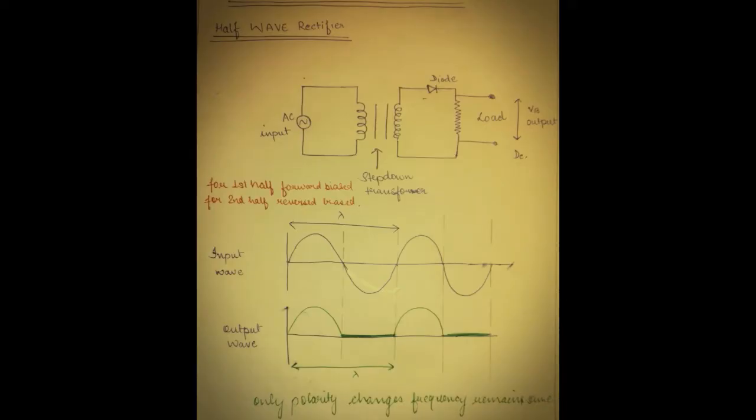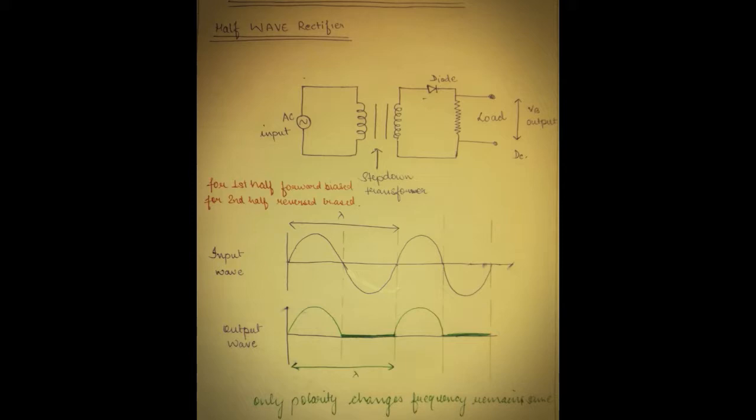A rectifier is a semiconductor device which converts alternating current or alternating voltage into direct current or direct voltage. Now the principle. It is based on the principle that a diode offers very low resistance during FB, that is forward biased, and offers very high resistance during RB, that is reverse biased.